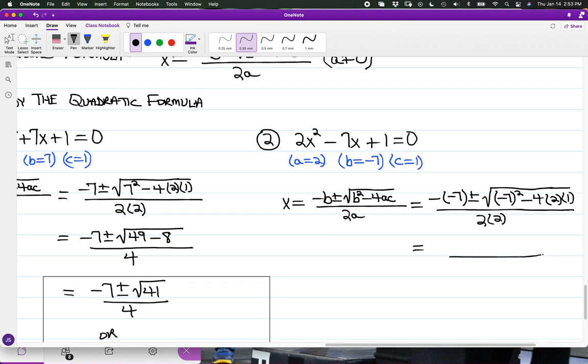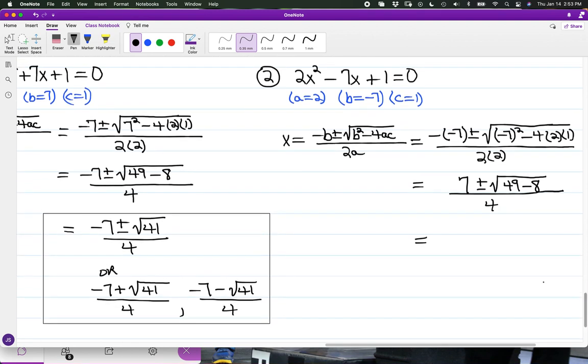Now the difference this time around is that in the substitution we have b at negative 7 as opposed to positive 7. But now for negative b, b is already at negative 7, and so we have the negative of negative 7, which is going to be a positive 7. Now the square of negative 7 is, once again, a positive 49. And negative 4 times 2 is negative 8, times 1 is still negative 8. We have all over 4.